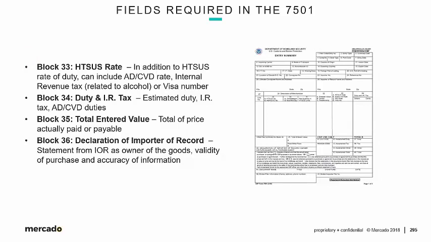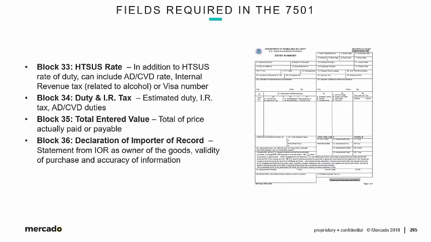In addition to the rate of duty, it can also include in this field anti-dumping or countervailing duty rate, because it's always going to be higher if it is an anti-dumping or a CVD case. Any internal revenue tax, which is specific to alcohol, or a visa number for textiles and wearing apparel that is subject to a visa requirement. Block 34, the duty itself, the dollar amount owed in duty and any internal revenue tax.